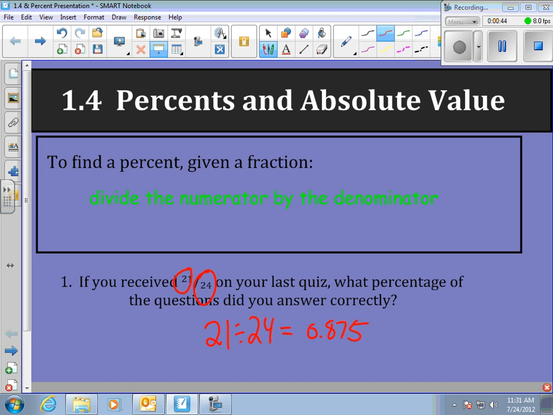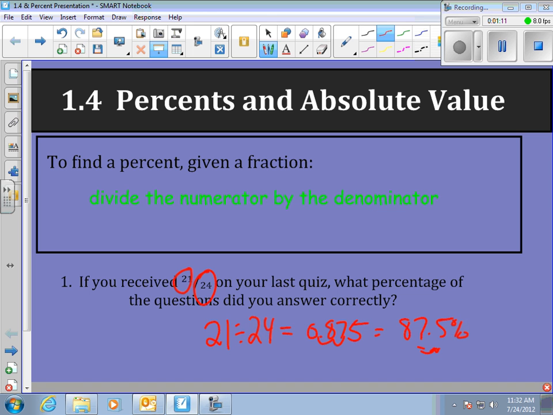You want your percent. In order to get your percent, which is per 100, you have to move your decimal place 2 places. This would be the tenths, hundredths. So it's actually 87.5%. If you wanted to round it to the nearest percent, you'd basically get rid of your decimal. Looking at your 7 here, you'd look at the 5 behind it. That means you round up, so it'd be 88%.